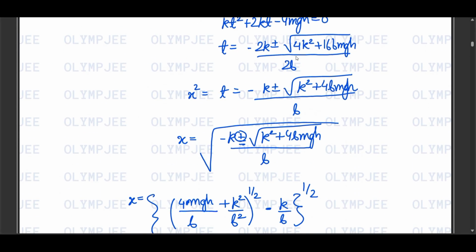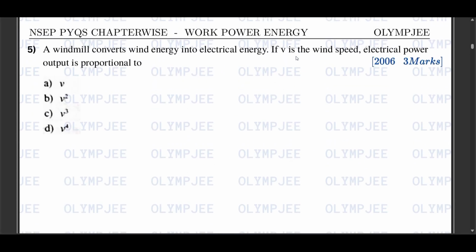So moving on to the next question, question 5. It says that a windmill converts wind energy into electrical energy. So if v is the wind speed, then we have to find the electrical power output. Okay. So let us consider that the windmill is something like this, right? I made a circle to show the area covered by the wings when they rotate, right? This will be something like this.